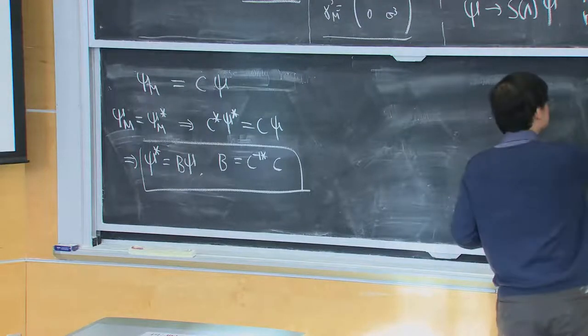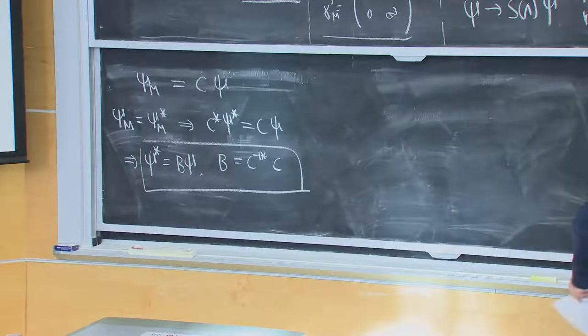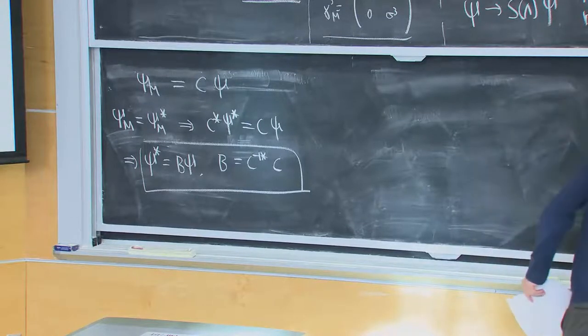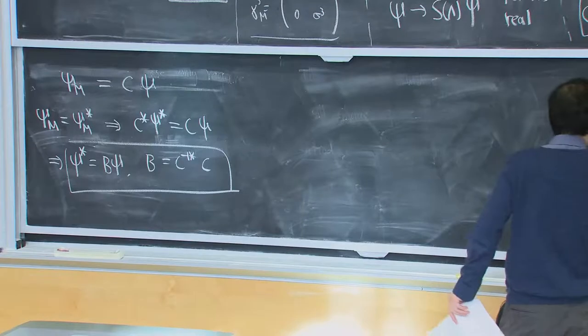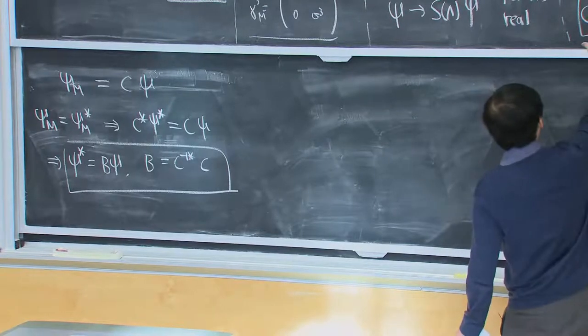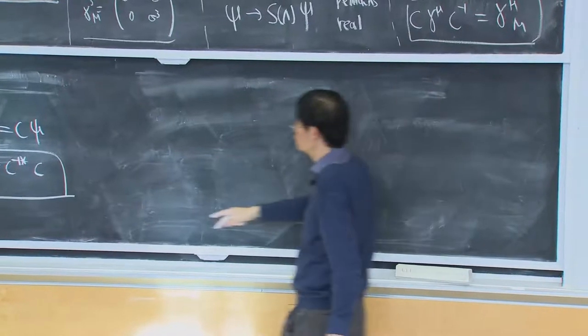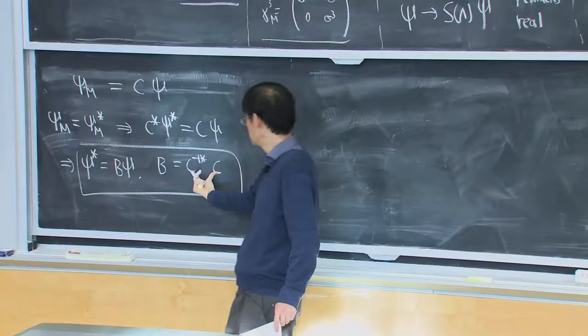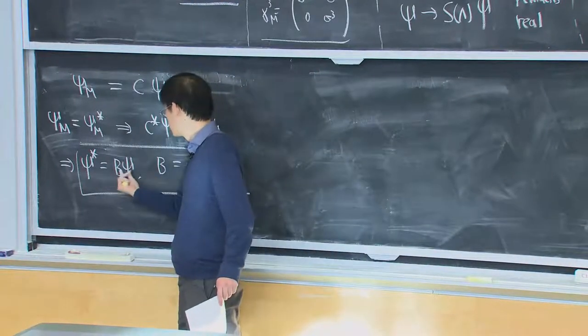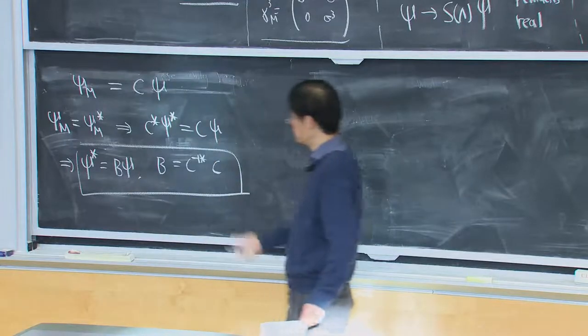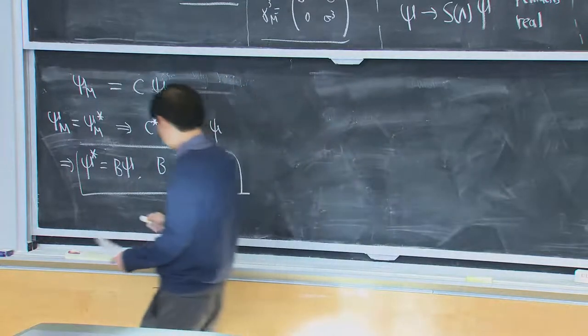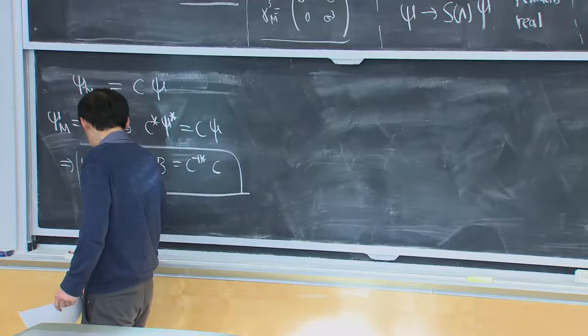So you have to introduce this C. If you find the transformation between the general gamma mu and the gamma mu m, then you can use that to find the B. And once you find the B, you can impose the Majorana condition. So this is called the Majorana condition in the general basis.